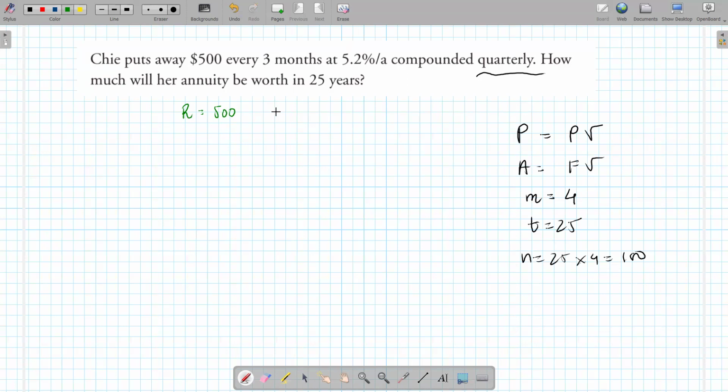Your interest rate is I, which is going to be 0.052. What do we divide this by? Compounded quarterly, so you divide it by 4. So that's 0.016. This is our compounding period. We multiply 25 by 4. Remember, I you always divide by M, or the number of compounding periods, and N you would multiply by that amount. So N is 100, I is 0.016. We are looking for the future value.